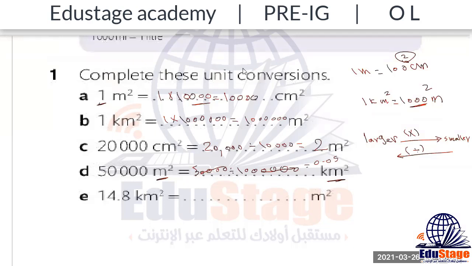The last one is from square kilometers to square meters. You multiply by 10 power 6, or you multiply by 1 million. So you have this one multiplied by 1 million or 10 power 6, the same. So the answer is 148 and 5 zeros.